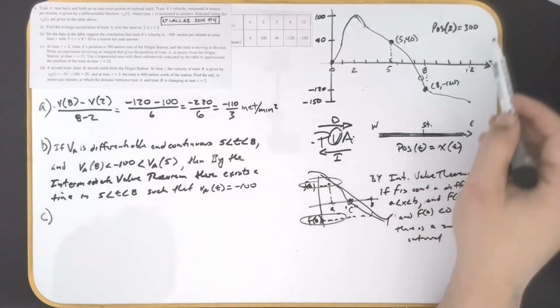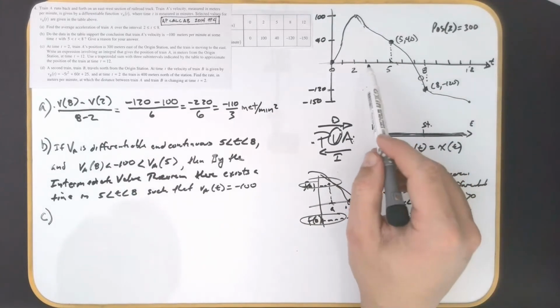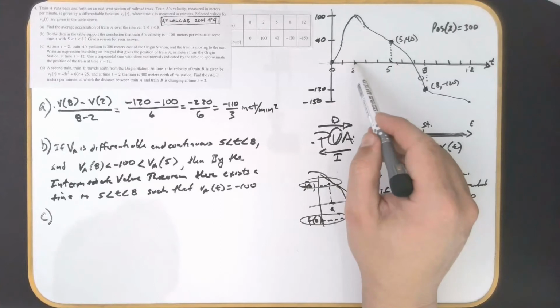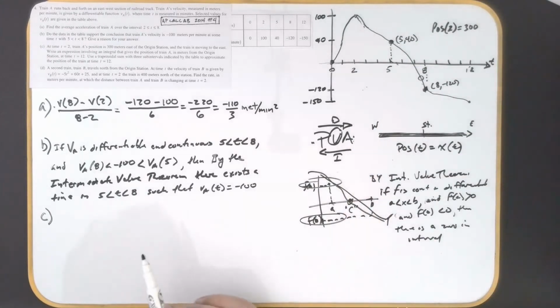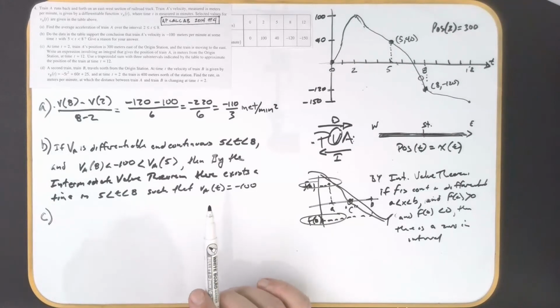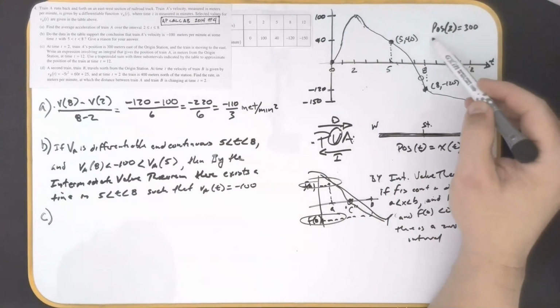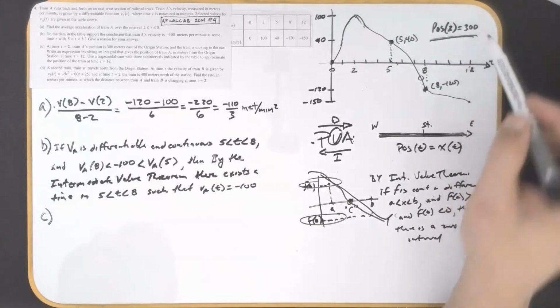Now, it's interesting that they say that because we have the information that the velocity at this spot was 100, but the position is 300, okay? The train is moving to the east. Write an expression involving an integral that gives the position of train A in meters from origin station. So let's just do that part of the question. There's more. So this is the fundamental theorem part of the question. So we have to set up something we know. So they just gave us position at 2. That's a huge, huge hint. We're going to need that.